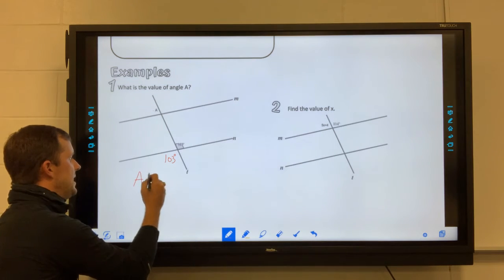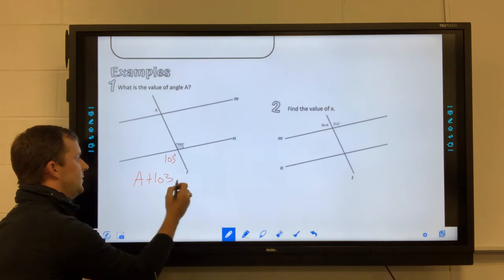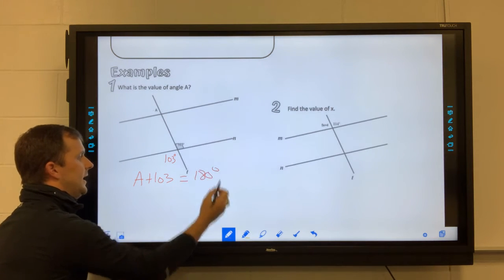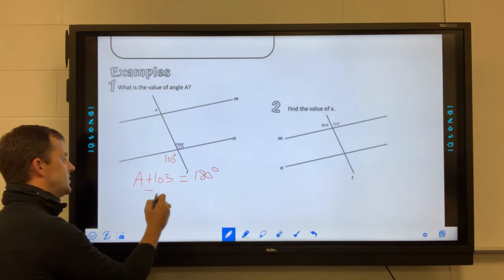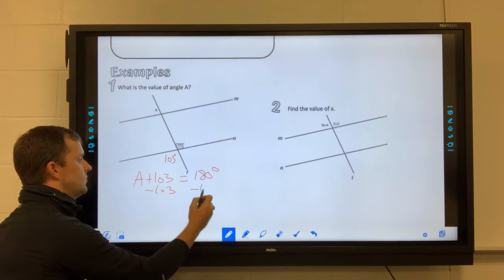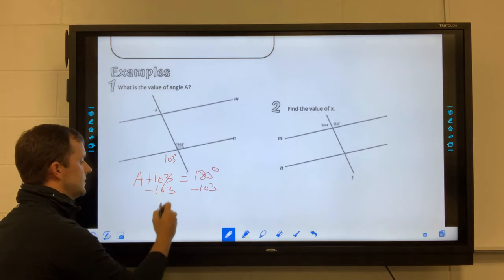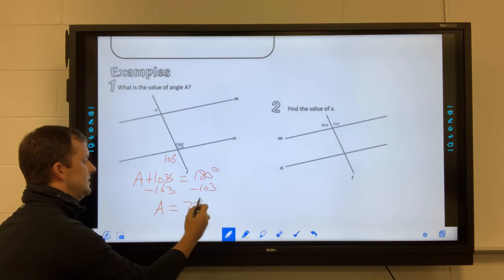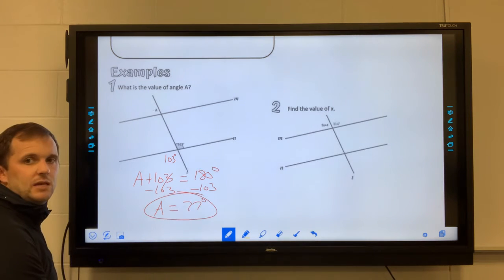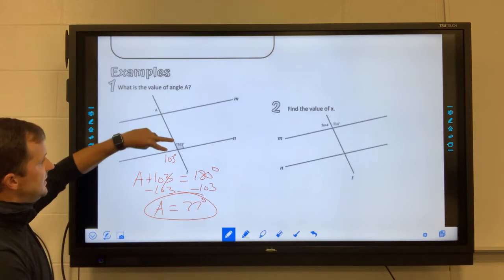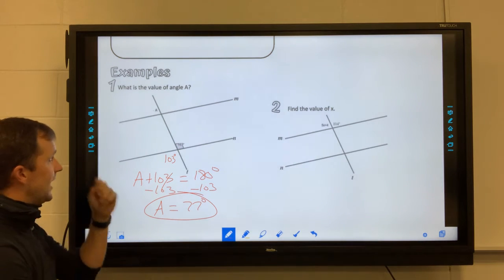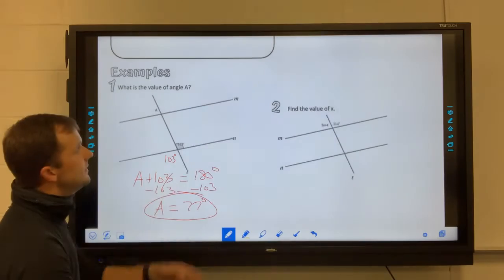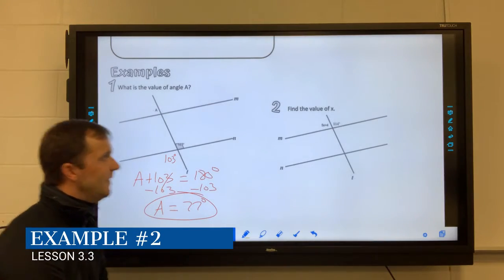So angle A plus 103 degrees is going to add up to 180 degrees. They're supplementary angles, okay? So I'm going to subtract 103 on both sides. So this cancels, and A is going to be equal to 77 degrees. So angle A is going to equal 77 degrees, because these two are vertical, they're congruent, and these two angles are going to be same side exterior angles. Next one is example number 2. It wants me to find the value of x.